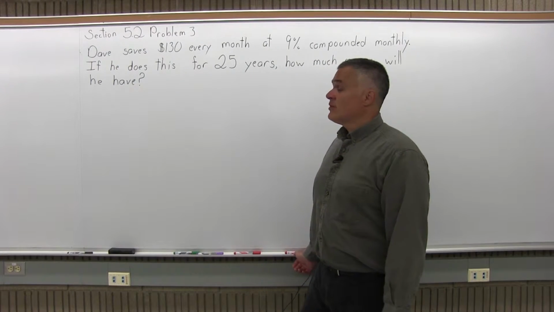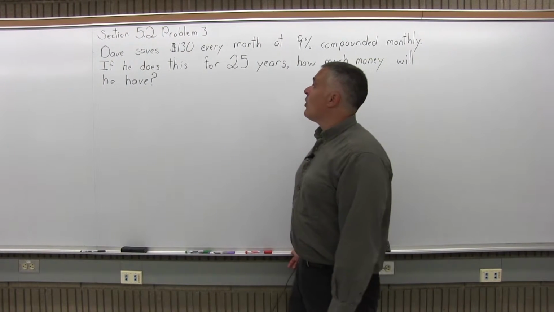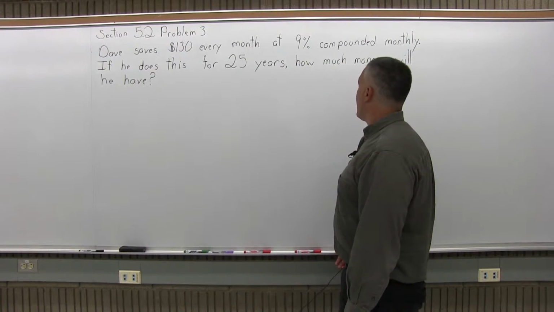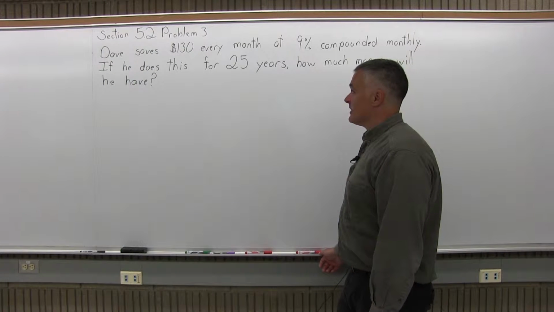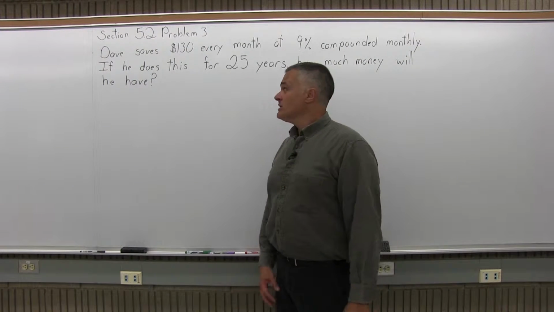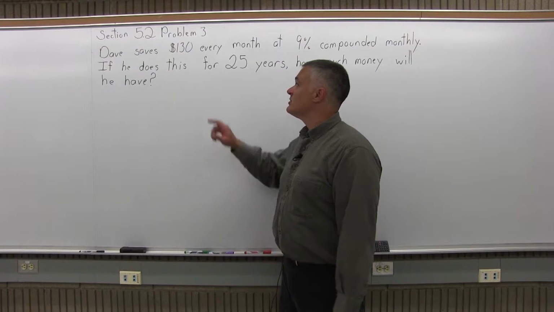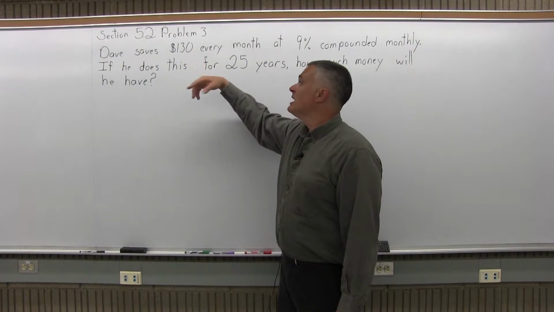This is Section 5.2, Problem 3. It says Dave saves $130 every month at 9% compounded monthly. If he does this for 25 years, how much money will he have? So this is another annuity question. It's an annuity question because you know how much you're saving on a regular basis and you want to calculate the end result.